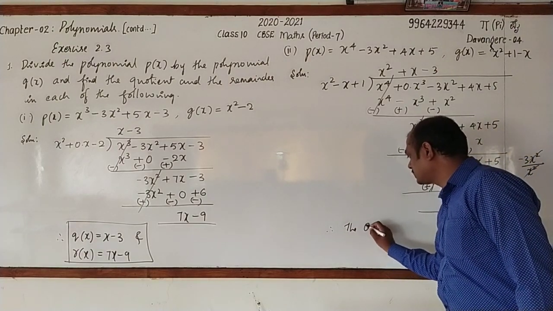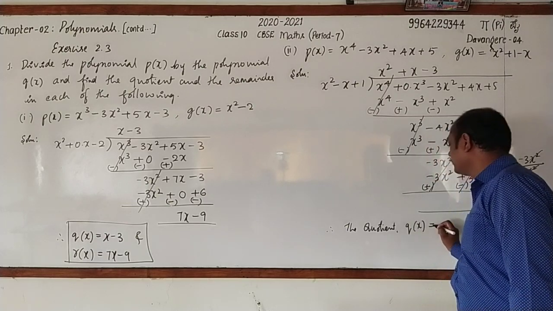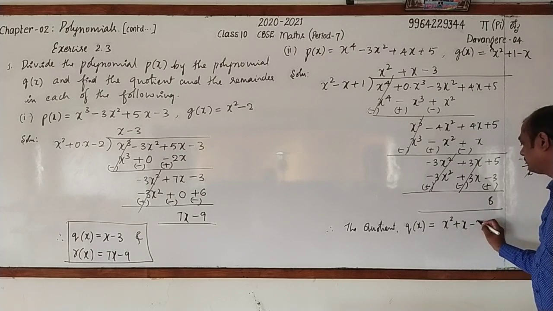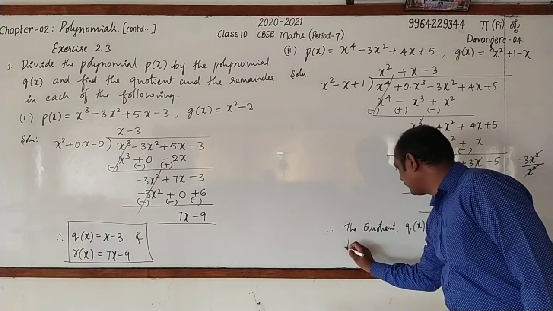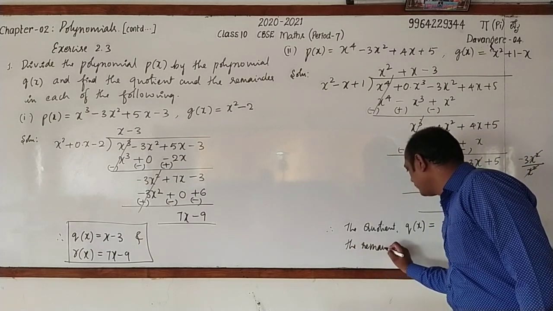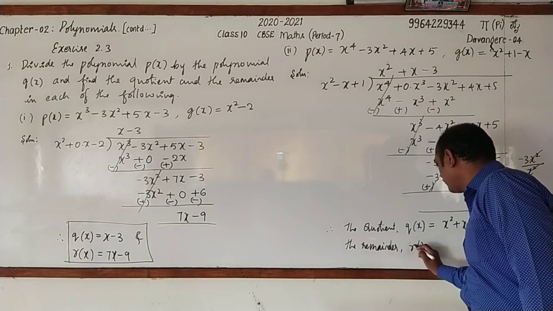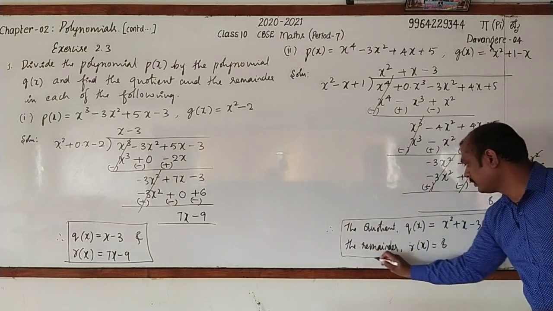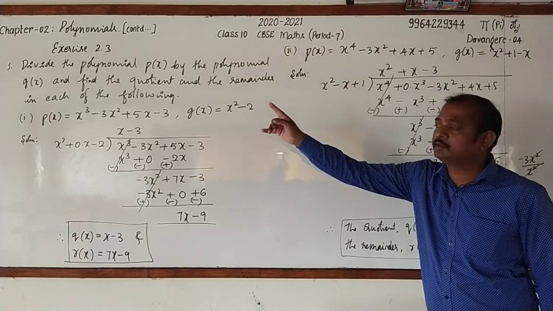Therefore, the quotient. What is that quotient? You can call it as q of x. This is x square plus x minus 3, and the remainder is r of x. R of x, it is 8, which is a constant polynomial. I hope that you have understood both of them. Now, please go for copying from there to here.